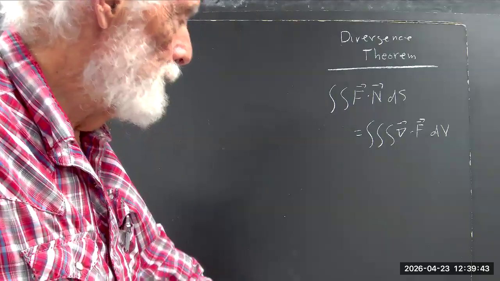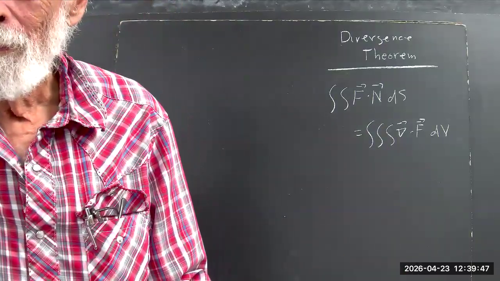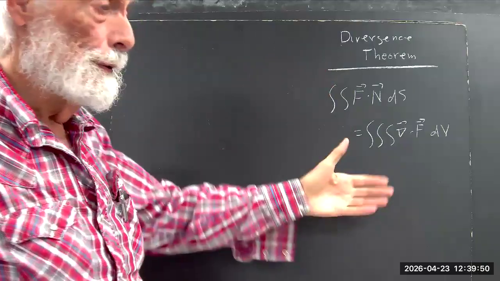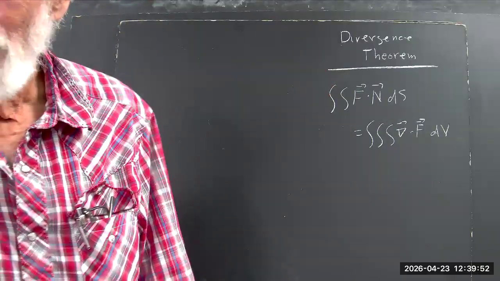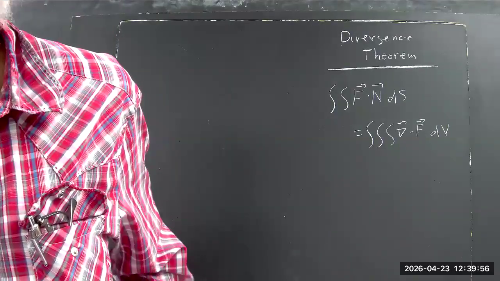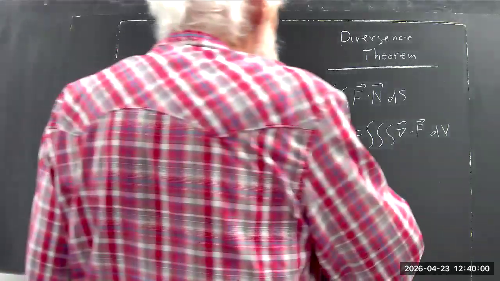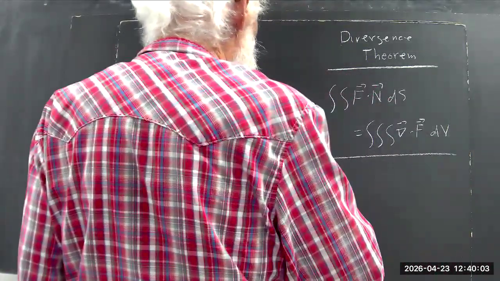the challenge here is first recognizing that you can apply the theorem and then setting up these integrals. Volume integrals are tough enough, surface integrals even tougher. So you've got to get that stuff down. I'm going to start with a simple example.